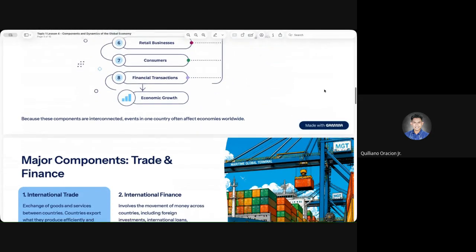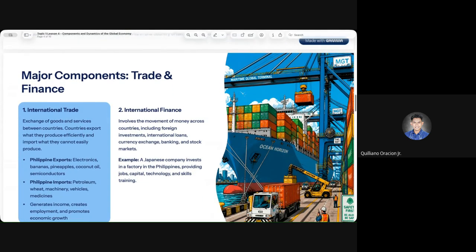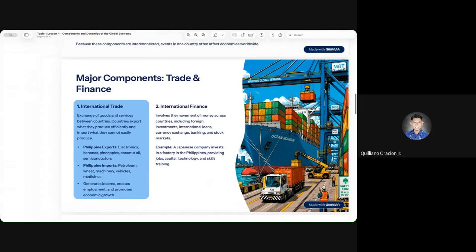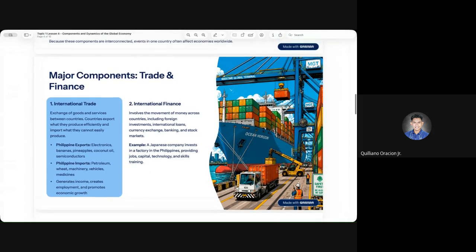And now, let's discuss our first major component here. We have here international trade. Question, what is trade? Simple as buying and selling. That's correct, no? International trade means buying and selling between countries. Example, yung kanina, the Philippines exports bananas, Japan exports cars, Saudi Arabia exports oil.